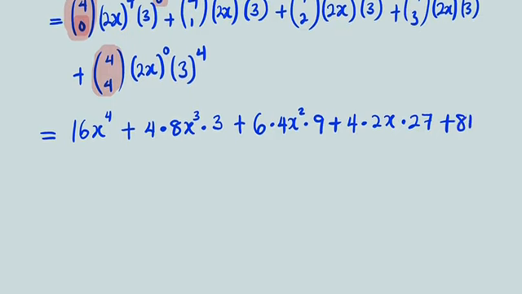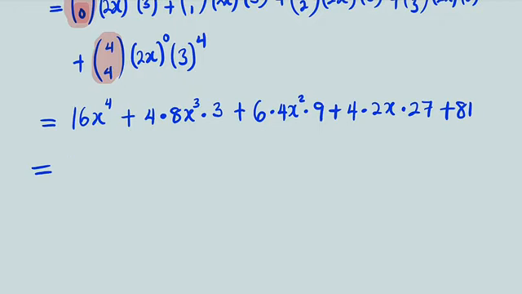So let's further simplify this. Our first term is 16x to the power of 4 plus. Now we have 4 times 8 times 3, which is 96. So we have 96x to the power of 3 plus. Again, we have 6 times 4 times 9. 6 times 4 is 24. Then 24 times 9 is 216. 216x to the power of 2.